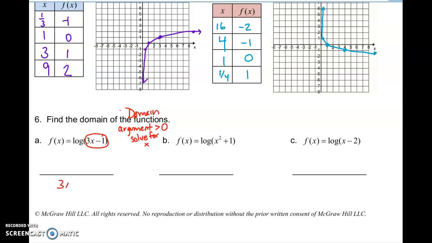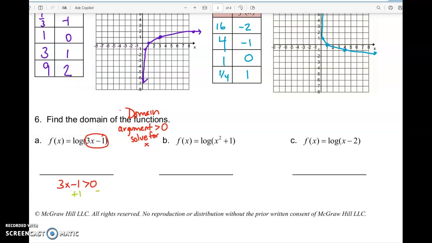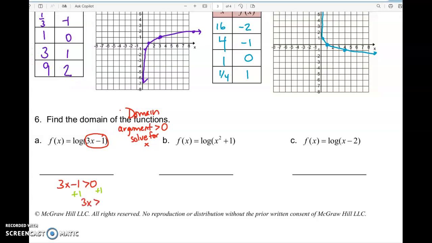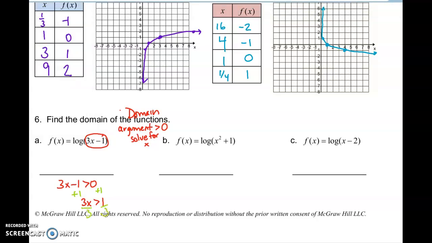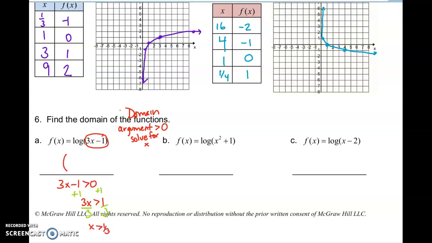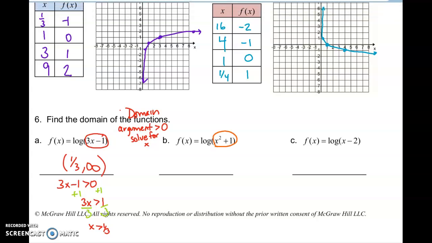So for this one, I would say 3x minus 1 is greater than 0. I'm going to add 1 to both sides. That will give me 3x is greater than 1. And then I'm going to divide both sides by 3. And I'm going to get x is greater than 1/3. So writing it in interval notation, it would be 1/3 to infinity.